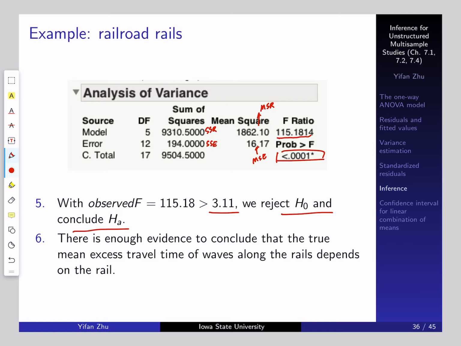And then the conclusion is that there is enough evidence that the true mean excess travel time of waves along the rails depends on the rail. That means for different rails, the travel times are different. The means are not all the same. It depends on the rail.